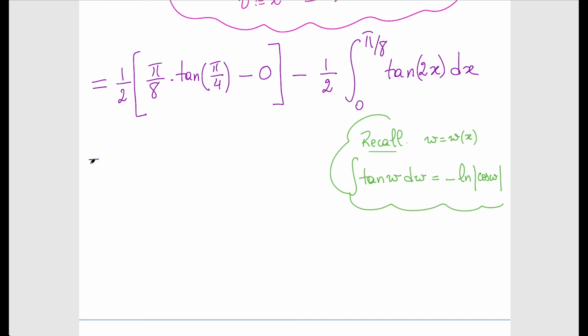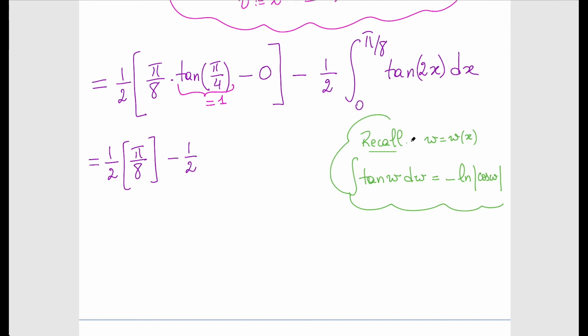So this is then equal to 1/2 pi over 8 times tangent of pi over 4, that's 1. So half pi over 8, minus half the definite integral from 0 to pi over 8 of tangent of 2x dx.